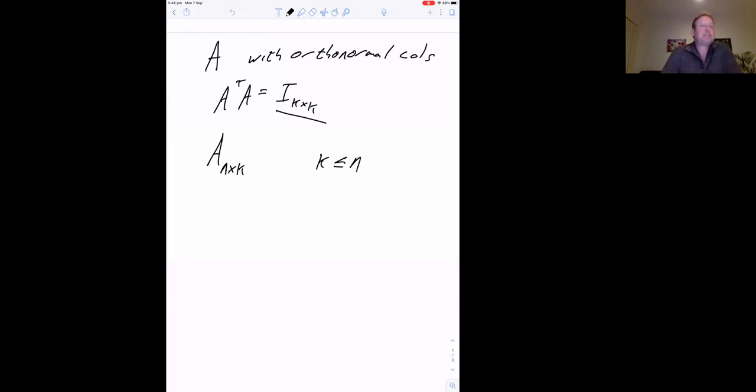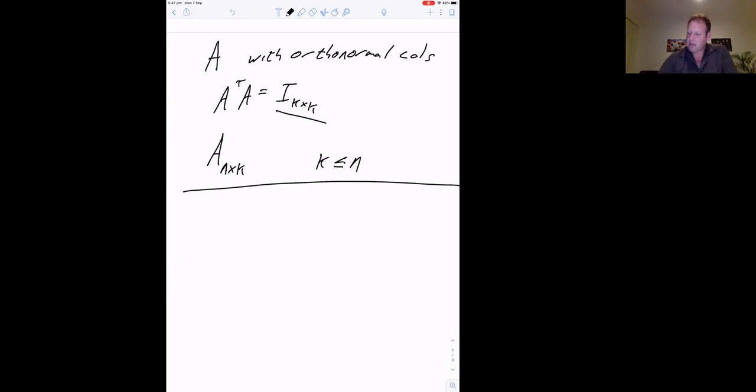So k must be less than or equal to n because we proved that you cannot have more than n orthonormal vectors, right? Otherwise they'd be linearly dependent. We proved that last week: a collection of orthonormal vectors is linearly independent.